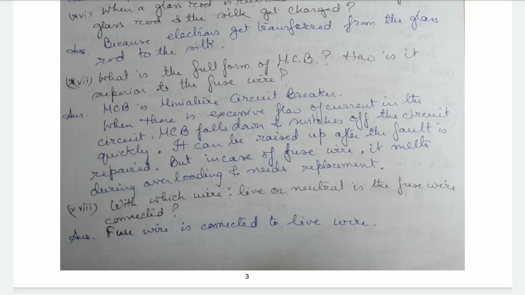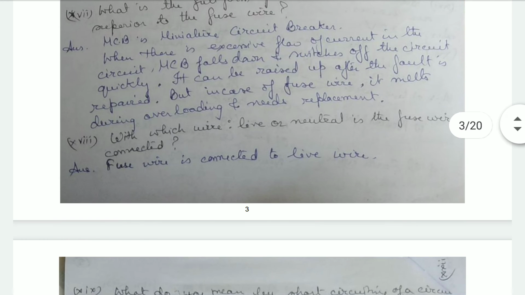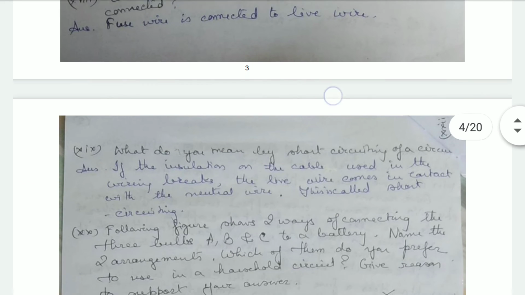Okay, so fuse wire melts and it has to be replaced, but in an MCB the switch falls off and breaks the circuit, and once the fault is repaired, it can be switched on again. With which wire, live or neutral, is the fuse wire connected? It is connected to the live wire.